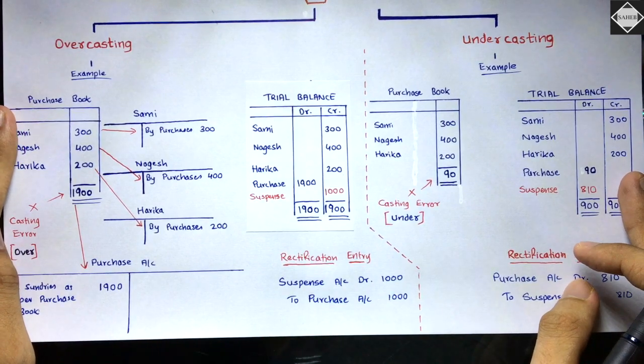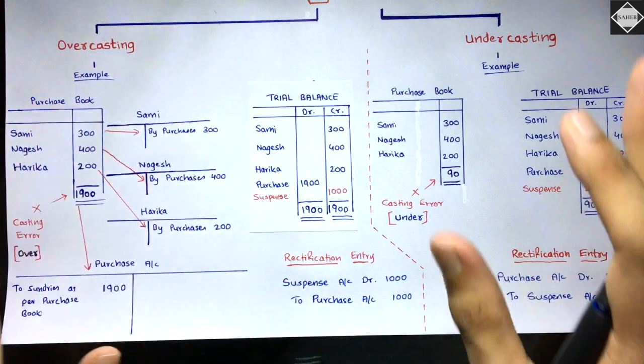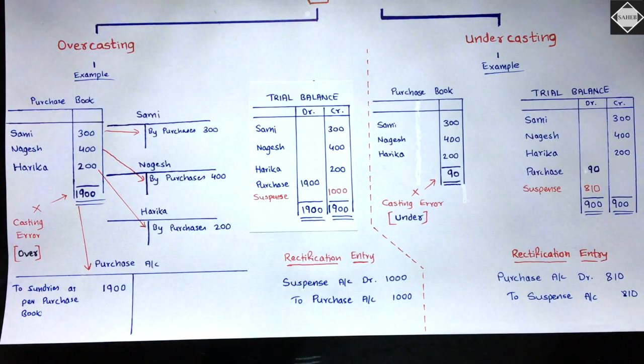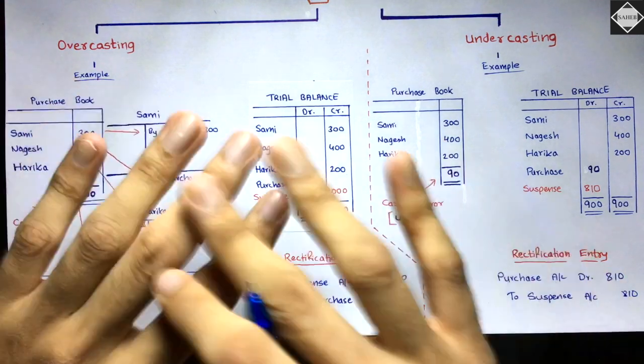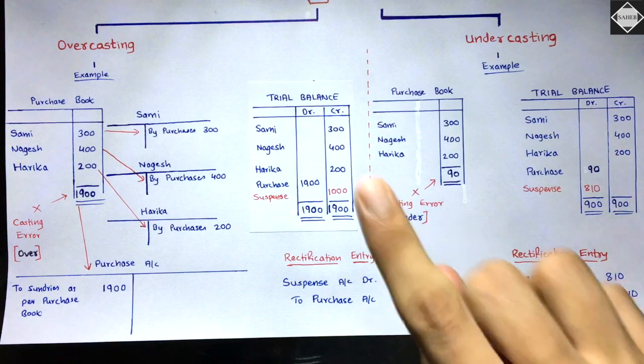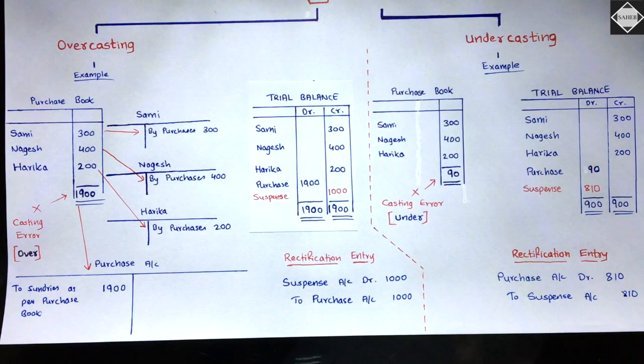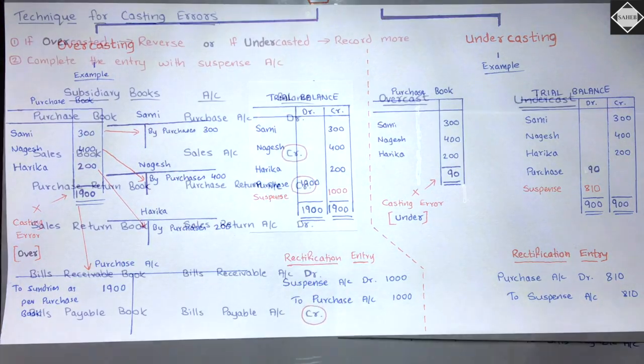So these were the casting errors. I explained to you the purchase book example, overcasting also, undercasting also. Now we are going to move on to the techniques, and we are going to see how you have to use the technique with all the books. It's really simple. This same effect will be happening in all the subsidiary books except the cash book. The cash book thing is a little bit different. We'll also see that separately. Okay, let's move on to the technique now.